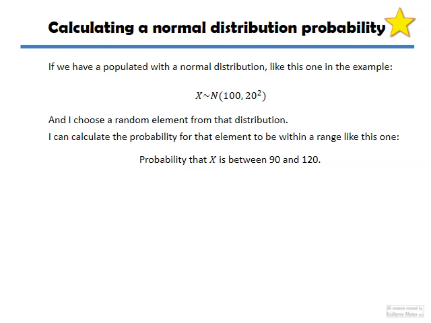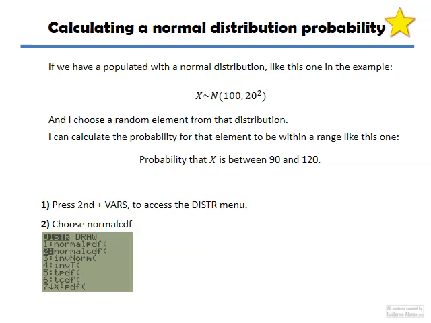Let's do this one. Well, I go to my calculator and I go to the DISTR menu, the distributions menu. You find it on top of the vars key. You have to press the blue one first. This is what you're going to see. And you will choose normal CDF. We are not going to use normal PDF. We're going to use normal CDF and inv norm. So normal CDF, press enter, and you get the following screen.